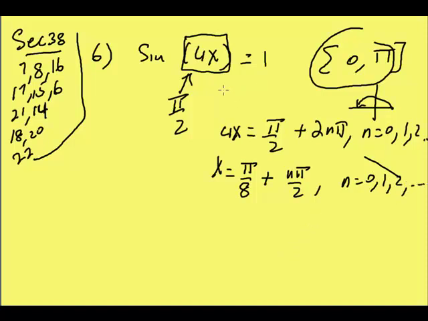Well, if that 4 wasn't there, it would be so easy. My answer would be pi over 2. But because the 4 is there, I have to take some values, plug it in, and see if the solution fits inside my domain. So what's the first number I'm going to put in here? 0. That gives me pi over 8. Is pi over 8 less than a pi? Yep. Okay, so we keep that.